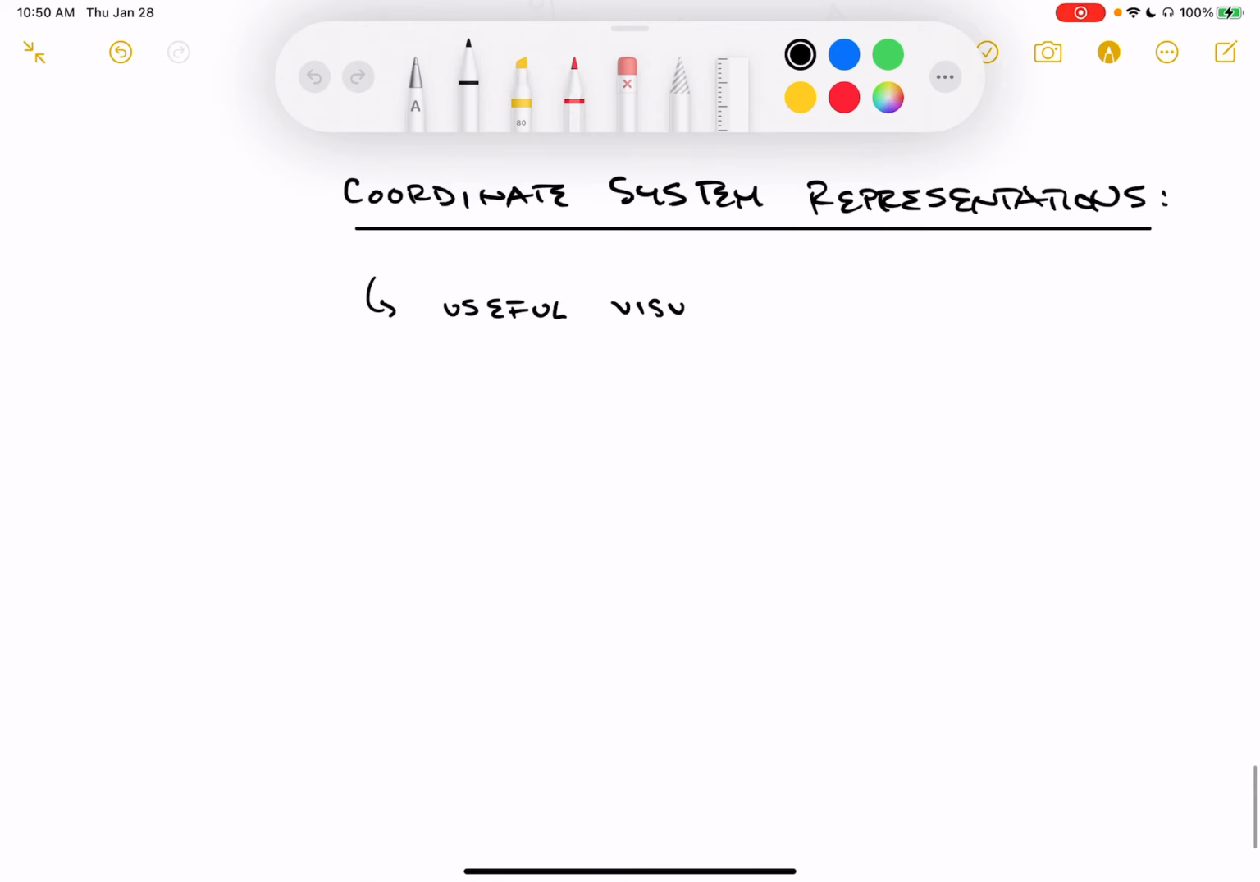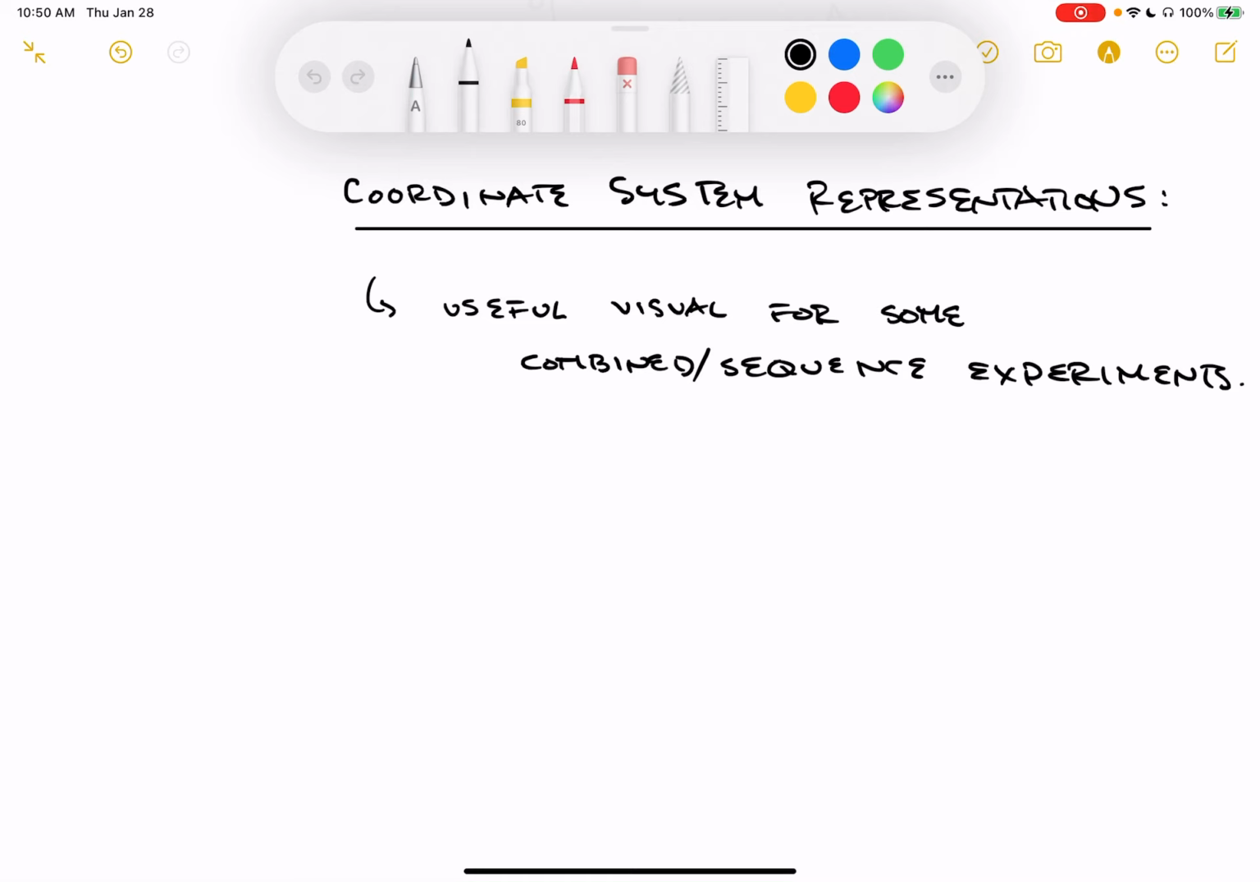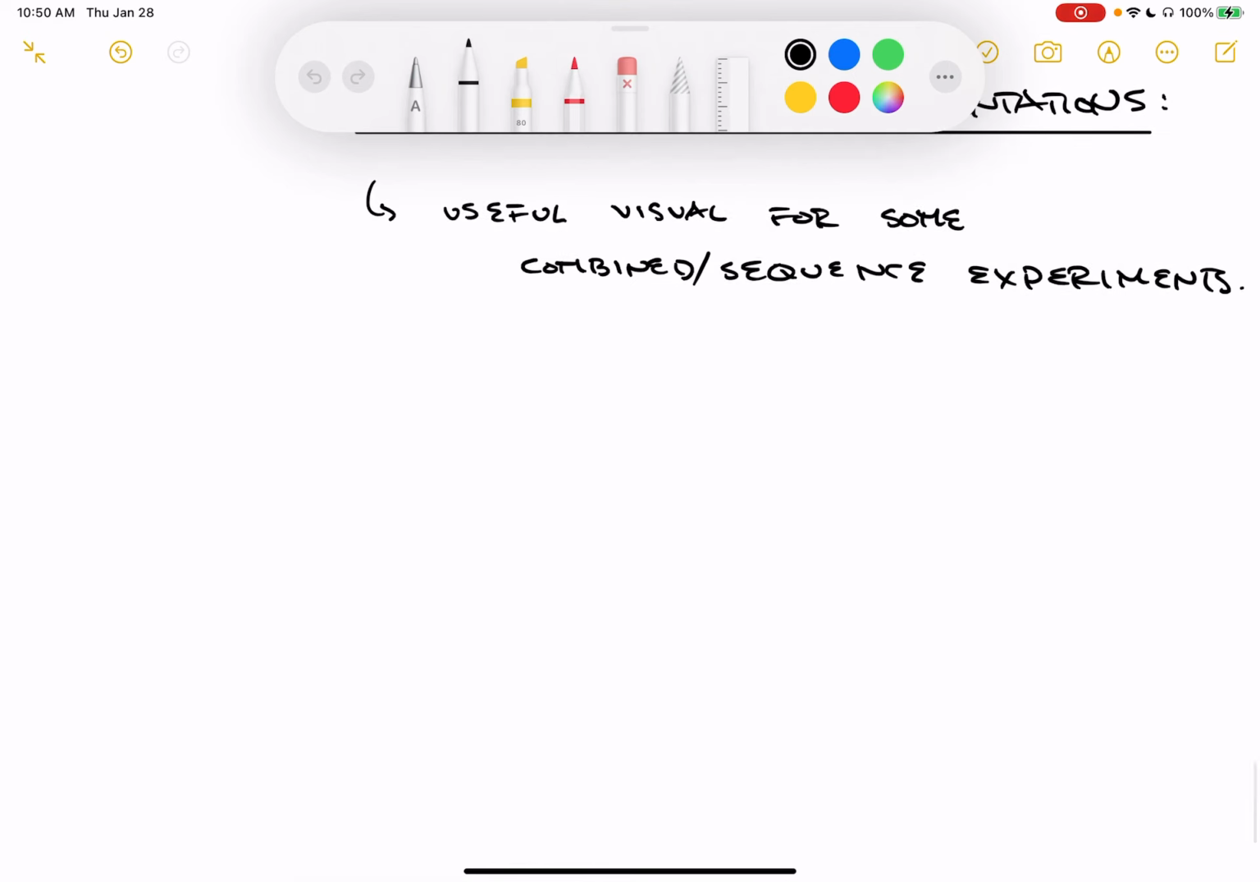It's a useful visual for some types of combined, or you might even think of them as sequence experiments. And we don't have to get too formal on this. I'm just trying to get across this idea that there's a lot of tools available to us to help visualize things and their dependence. So let's try again to show this coordinate system representation through an example. Let's do a sequence experiment like the following. It's basically saying we're going to use a coordinate system to help us visualize stuff.